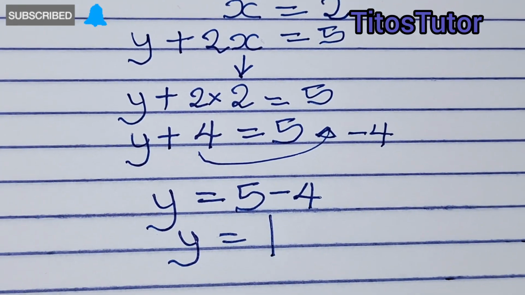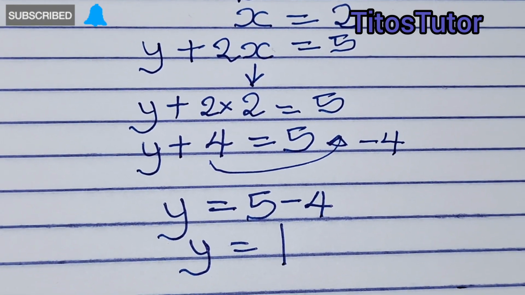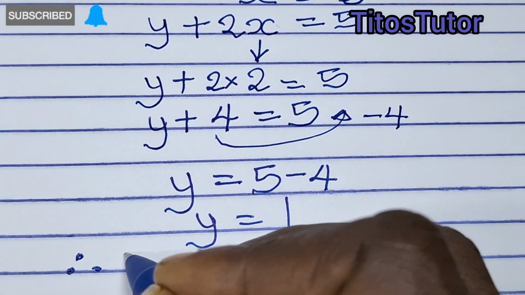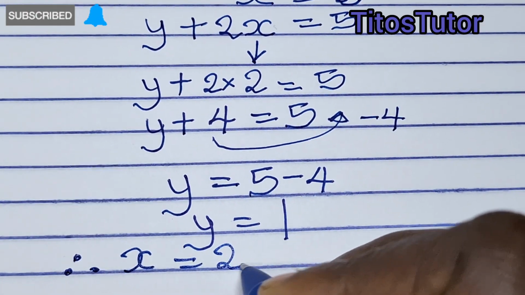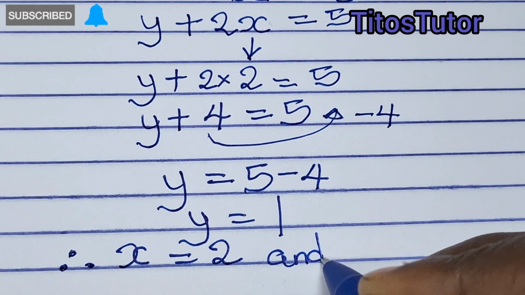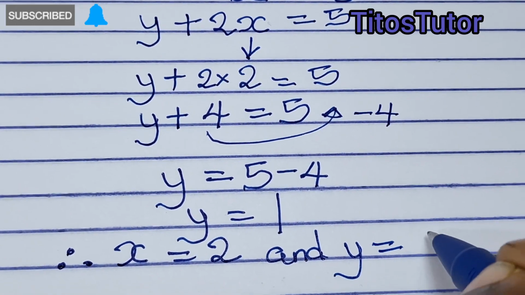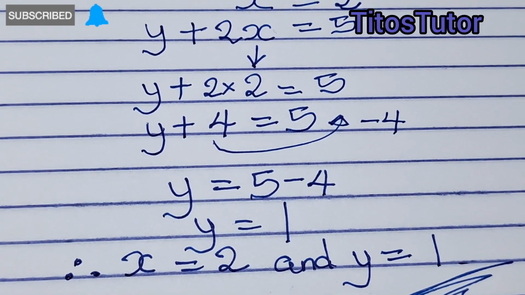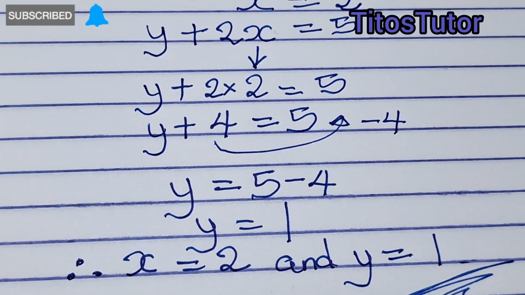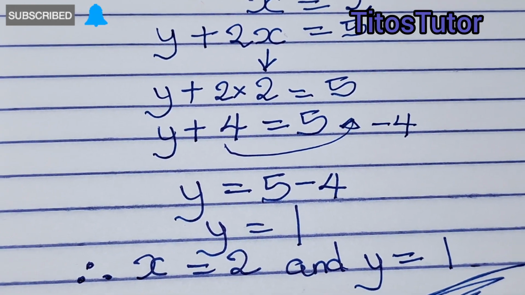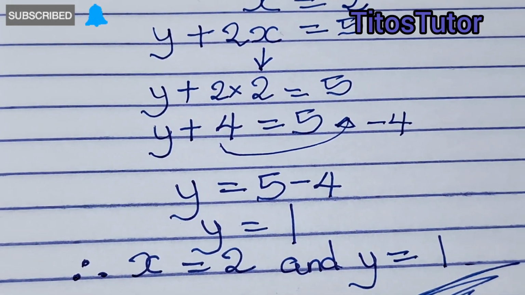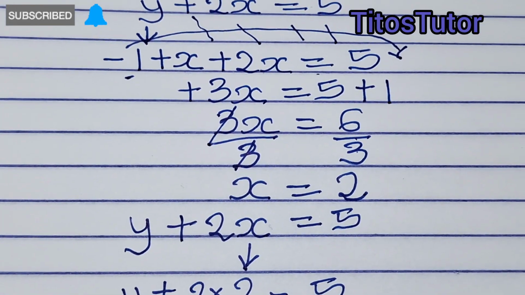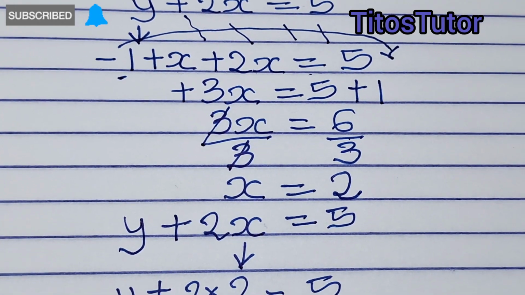Can you see? I have solved for x and I've solved for y as well. So final answer. Therefore, x is equal to 2 and y is equal to 1. And I'm done. See, you can actually check if your answer is correct or not. How do you do that? You choose any of the equations again, put in x as 2, put in y as 1, and check if you get your answers. Let's look at this.